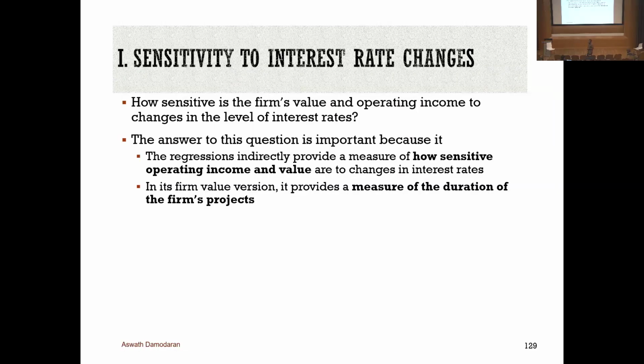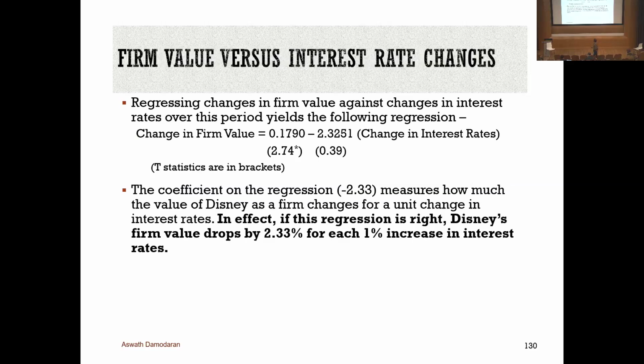So here's the first thing I'm going to do. I'm going to look at how sensitive my company is to changes in long-term rates, looking at both operating income and firm value. I'm going to argue that when I look at that relationship, I'll get a sense of the duration of my company's assets. It sounds weird that looking at interest rates is going to do it, but I'm going to make that link. I'll start by looking at how my operating income changes as interest rates change, and then how much firm value changes as interest rates change. So here's my first regression.